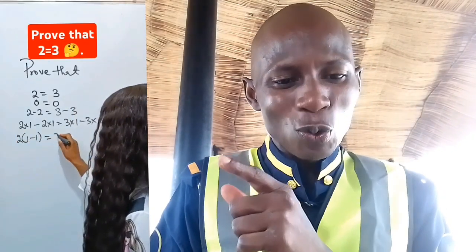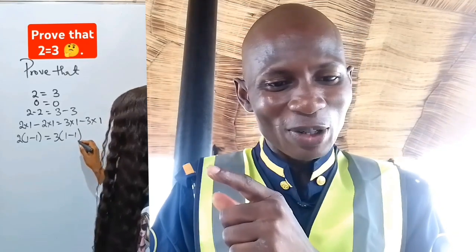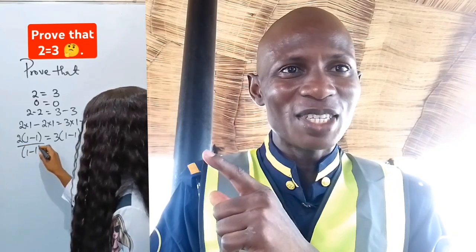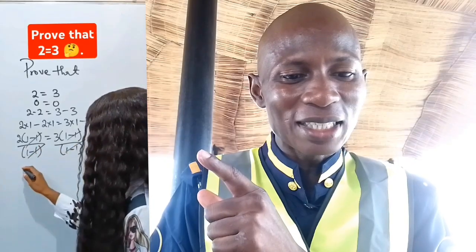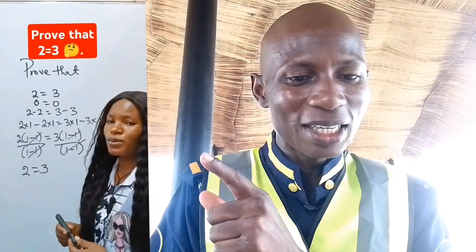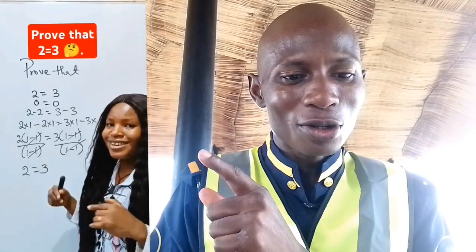If we factorize 3 from here, we also have 1 minus 1 remaining. Now, let's divide both sides by 1 minus 1. So that 1 minus 1 we cancel, and this we cancel, and we have that 2 is equal to 3. Let me know where the mistake is in the comment section.